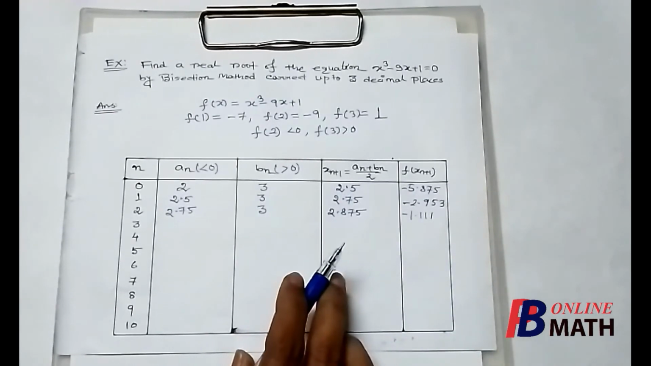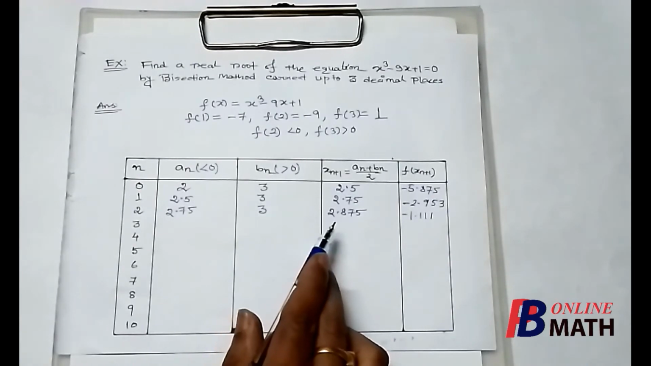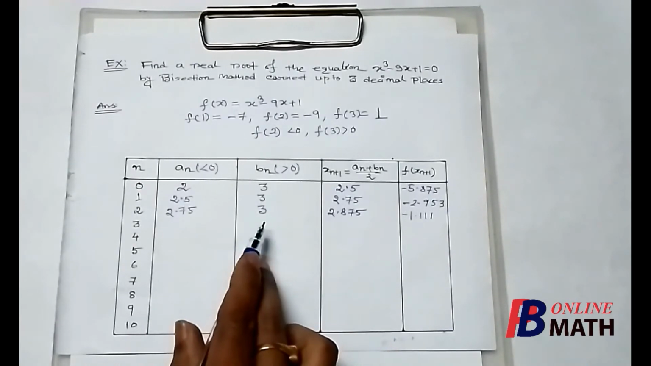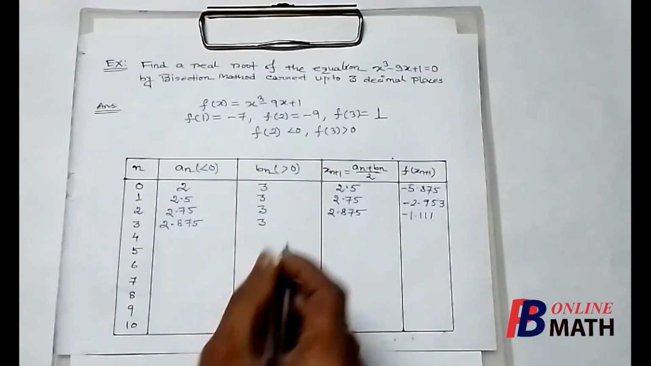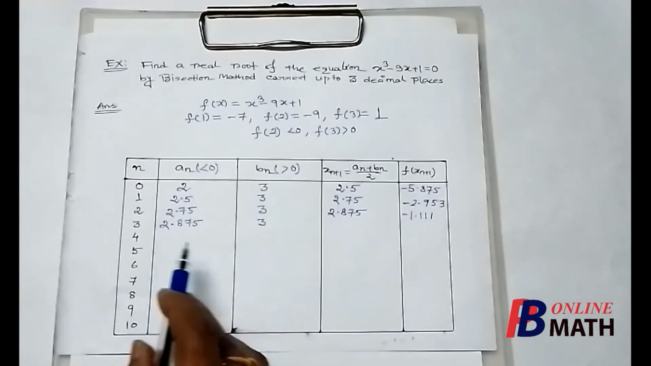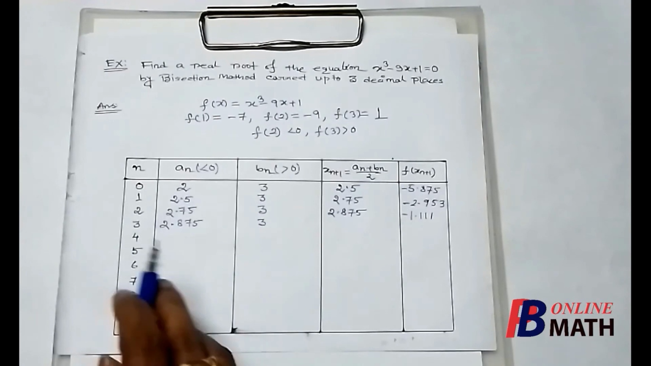So the functional values at f(2.875) and f(3) have different sign. So in the next step we shall use this interval 2.875 to 3.